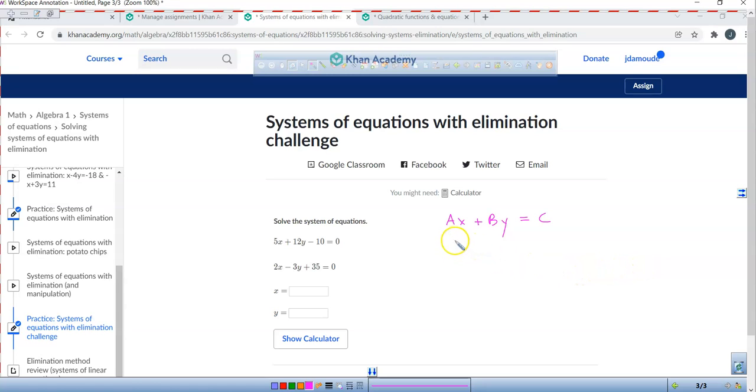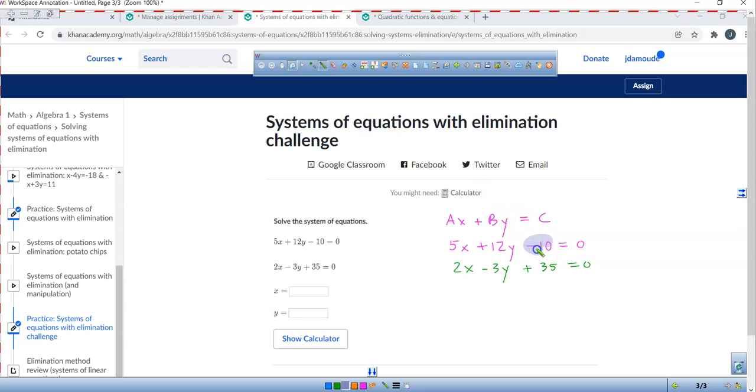So right now, you'll notice that our equation right here says 5x plus 12y minus 10 equals 0. And then the one that's directly below it is 2x minus 3y plus 35 equals 0. Now these are not in standard form. They're very close to being in standard form. But what I'm going to have to do is take this negative 10 and this positive 35 and move them across the equal sign.